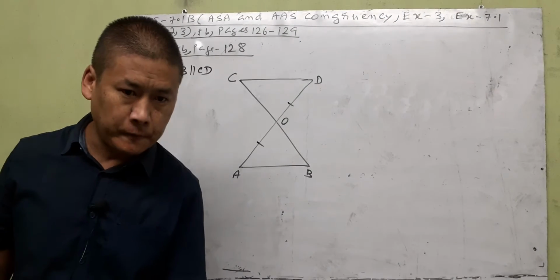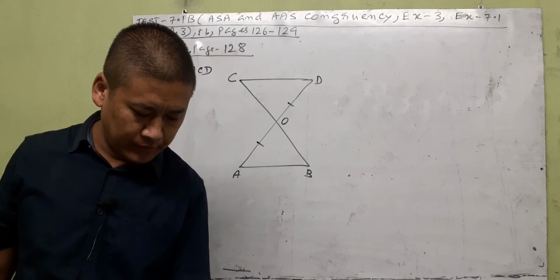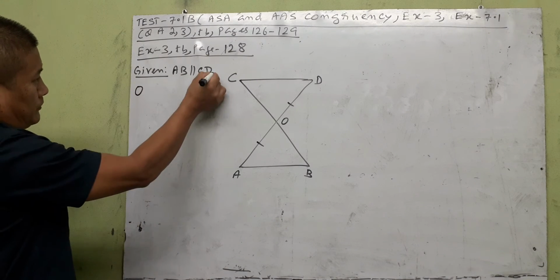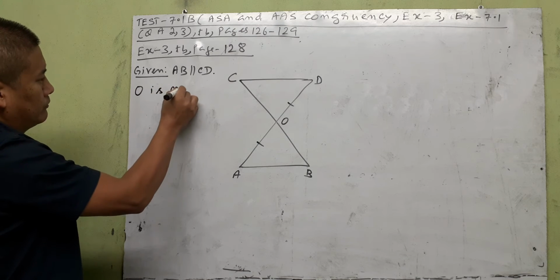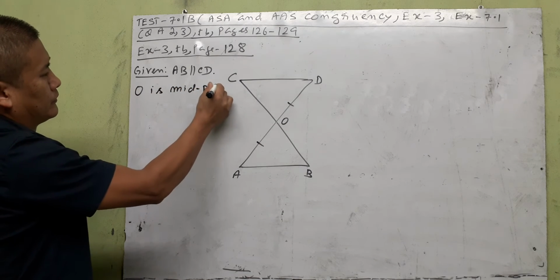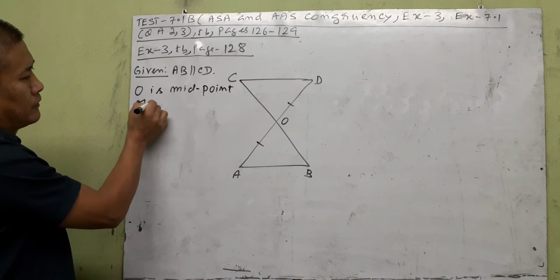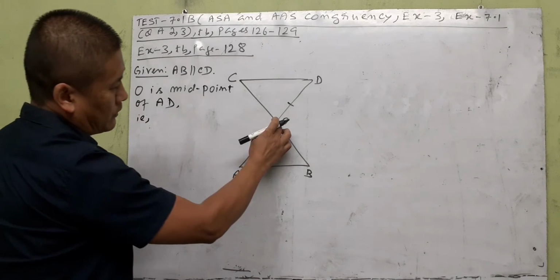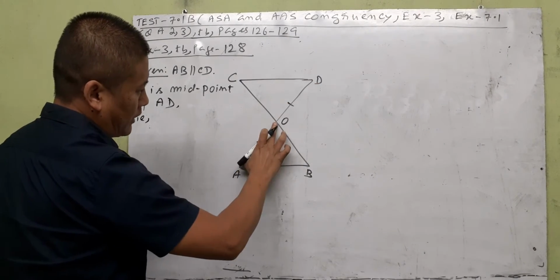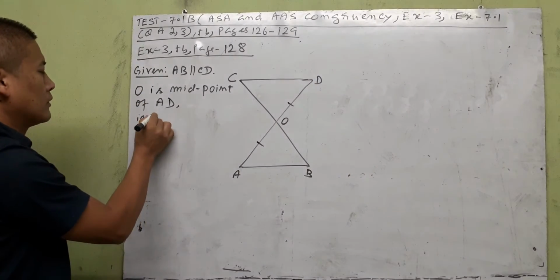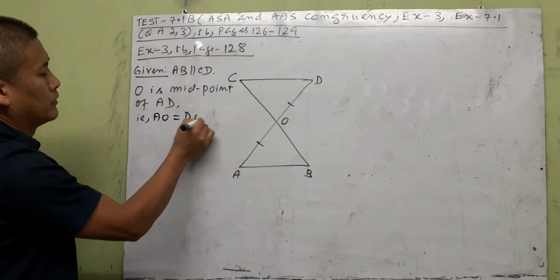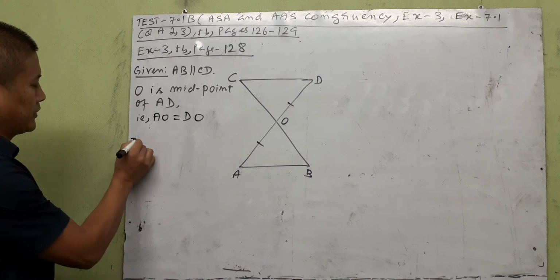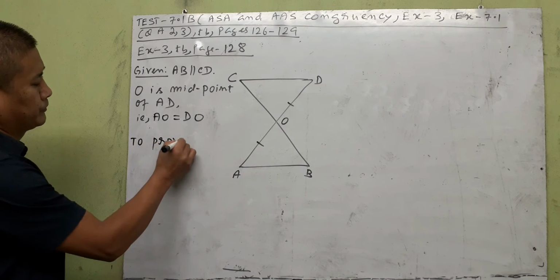Okay. Now, once we are through with that, O is the midpoint of AD. In other words, O is the middle point of this full line, which means AO will be equal to DO. So we can write that AO equal to DO. That's the meaning. So with this we have to prove certain things. So let's just write here, to prove or to show.